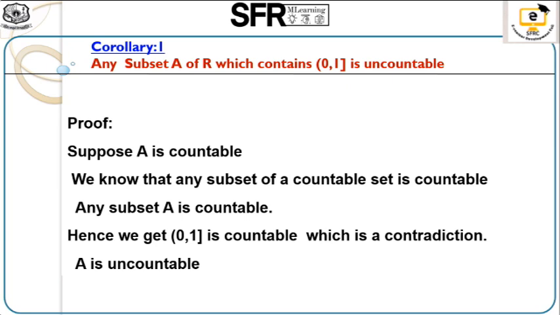We already know that any subset of a countable set is countable. Therefore, A is also a subset of R, so A is countable. But here A contains (0,1), which is an uncountable set, which is a contradiction. Therefore, A is uncountable. Assume that A is countable, we get that the open interval (0,1) is countable. Suppose A is not countable, A is uncountable, therefore we get that the open interval (0,1) is an uncountable set.